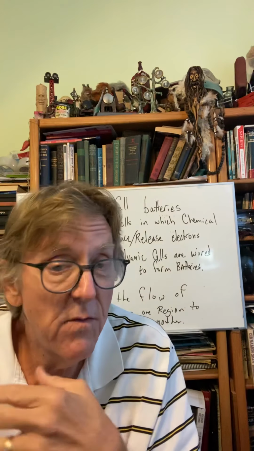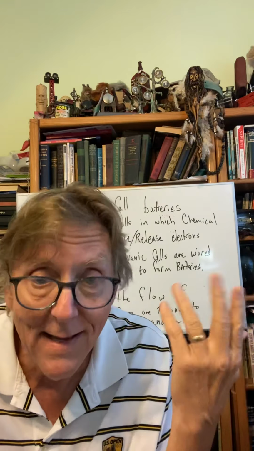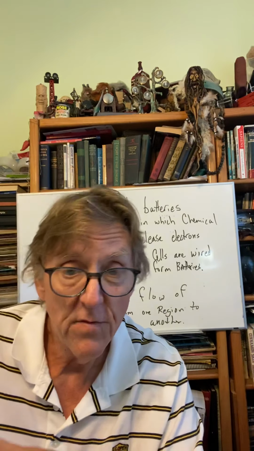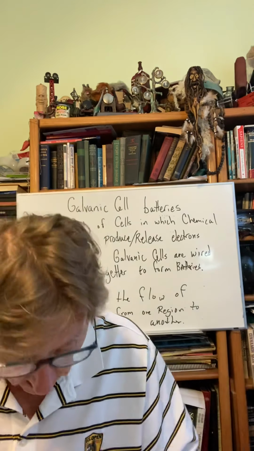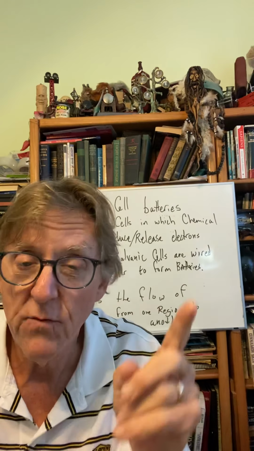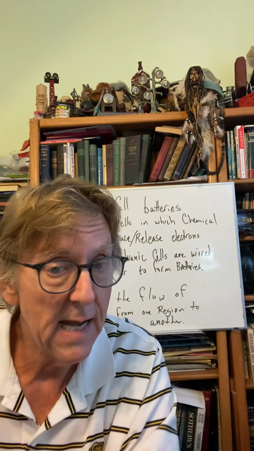Now, why do we want electrons to flow from one location to another? It's to be able to do work. And this flow of electrons can be used to produce light, or to run a radio, or your cell phone, or anything like that. So that's what it's all about. Okay. We'll talk just a little bit about electricity and circuits in the next video.